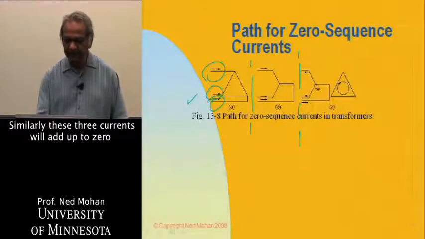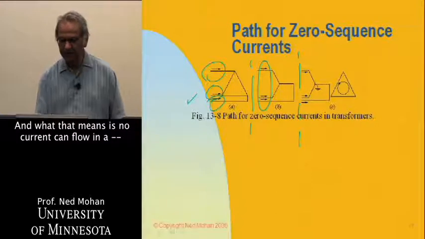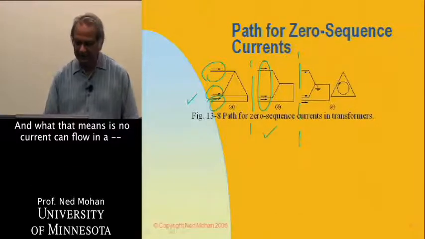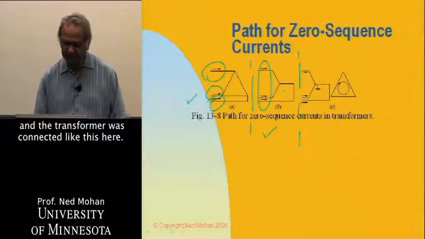Similarly, these three currents should add to 0 and they're equal to each other. What that means is no current can flow in one of the sets of windings in a transformer connected like this here.